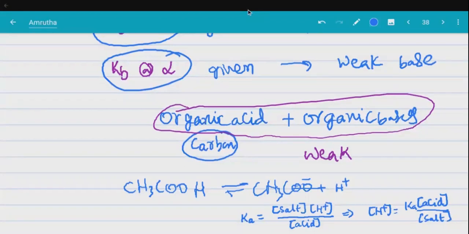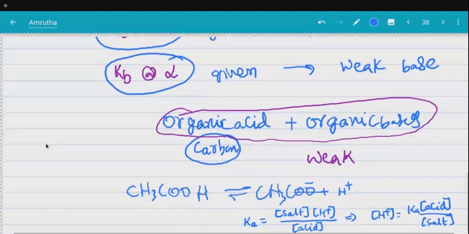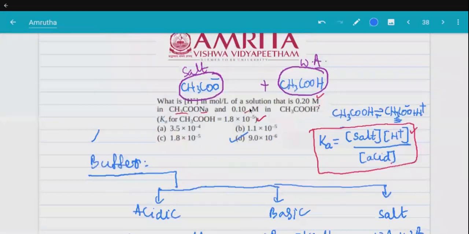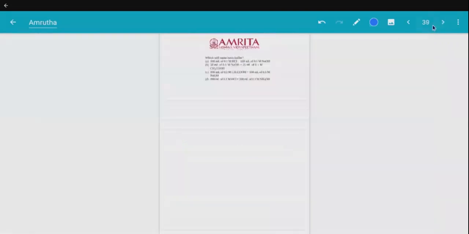Okay. So you can just substitute. Actually, you have not understood the substitution. What you can do: acid by salt, right? Acid concentration, everything is given. This is our acid concentration, and this is the salt concentration. Just the Ka value is given. Just a substitution. Next question.